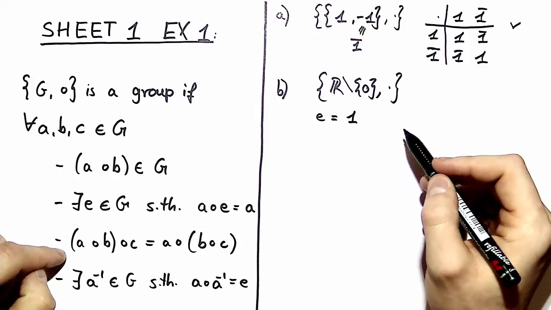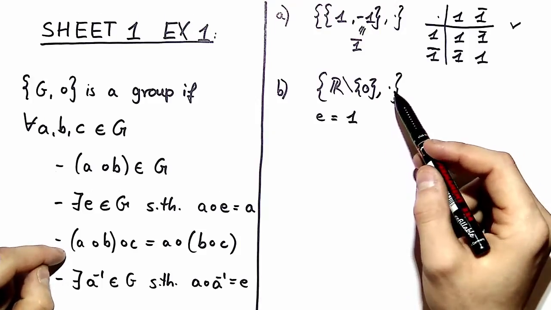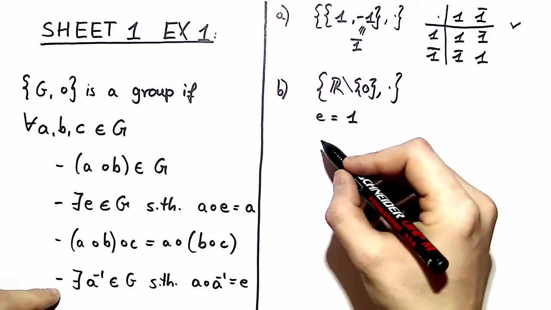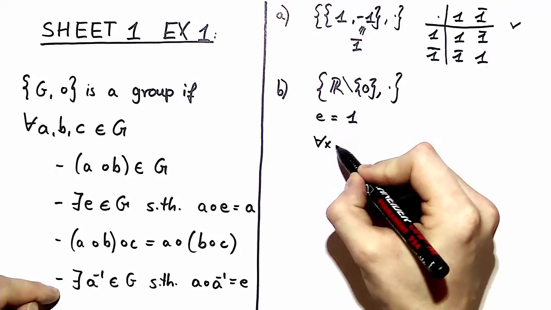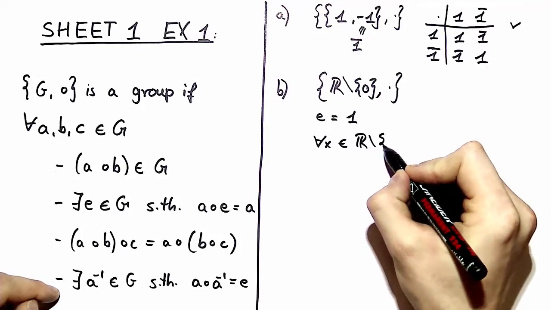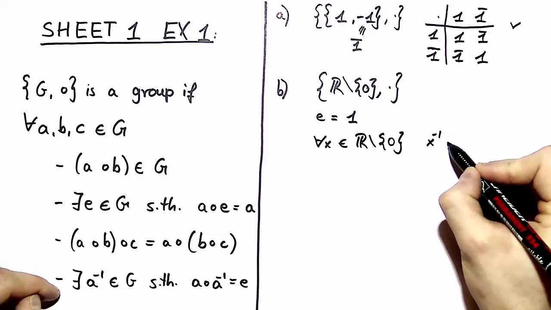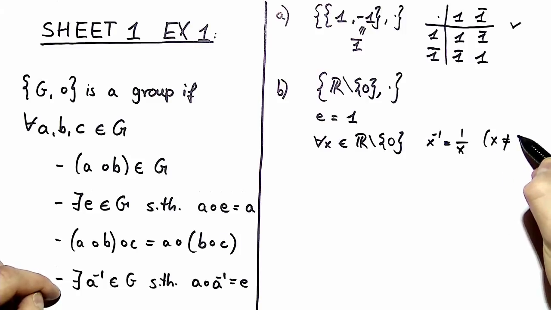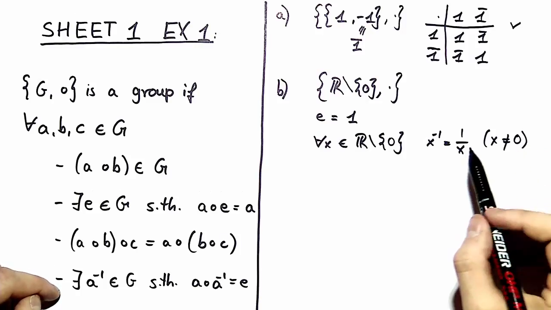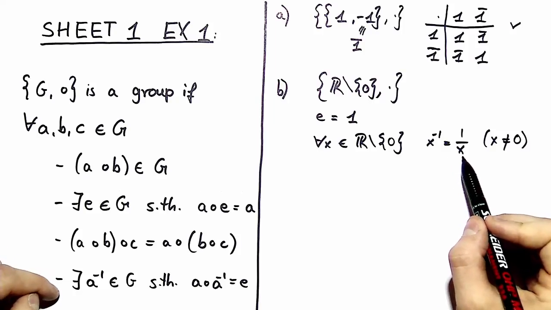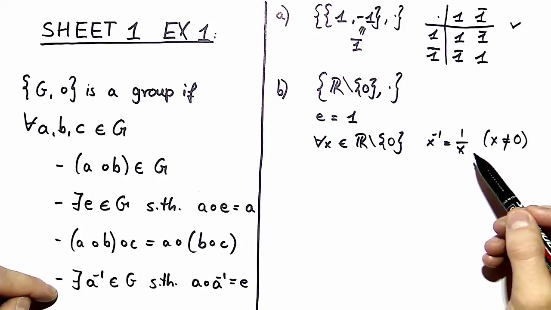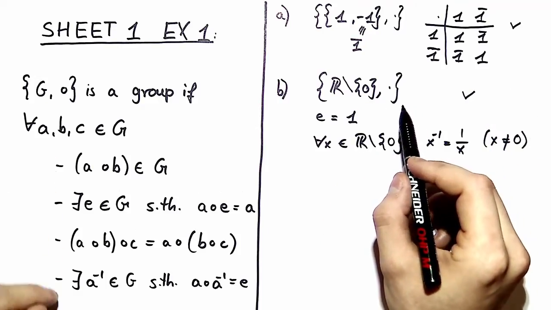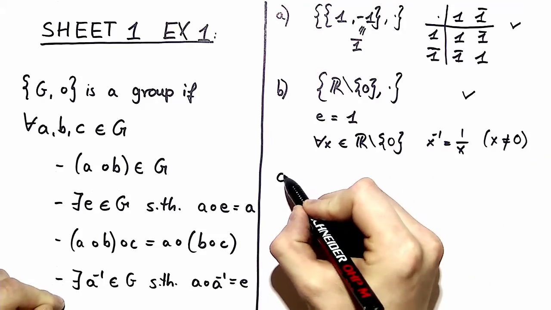Thirdly, associativity is true too because of the associativity of our usual multiplication. And fourthly, we have the inverse element, namely for every x in our set of elements, we define the inverse to be 1 over x. And here we have to exclude x equal to 0, because otherwise this term wouldn't be well defined. So we solved exercise part B. This is a group. We checked every four rules, and now we move on to part C.